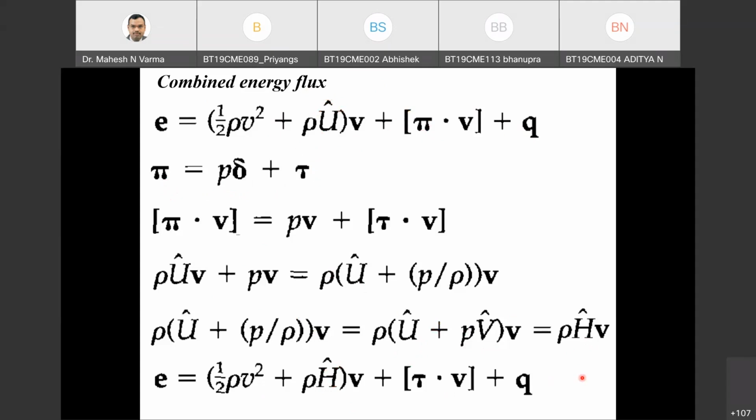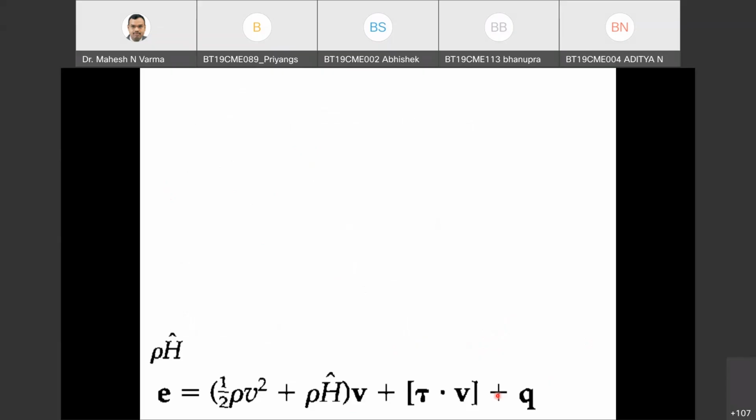Okay, so we'll start with this equation. Now again, moreover, how to get this rho H? So you need to go back to all your thermodynamic relations.